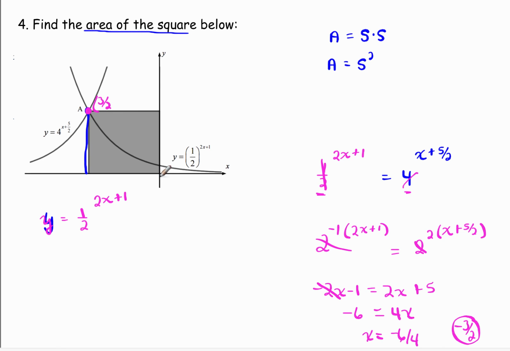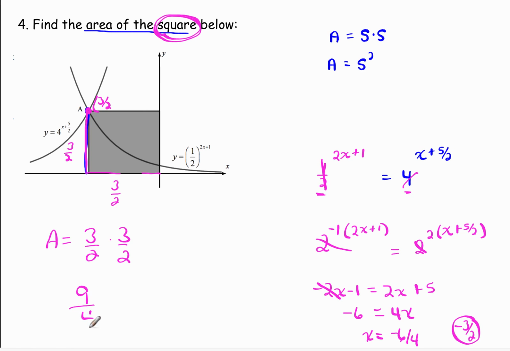No, because if I know this is a point, it means I went over 3/2, but since this is a square, I must have gone up 3/2. So now the final step here, what they wanted me to do was find the area of this lovely square. So the area must have been 3/2 times 3/2, which is 9/4 units squared.